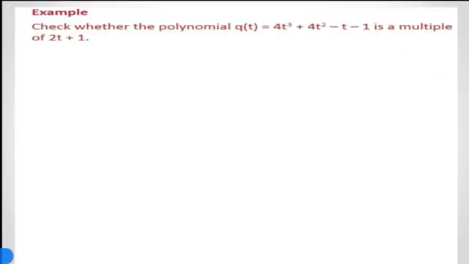So this is the example. Check whether the polynomial q of t equals 4t cube plus 4t square minus t minus 1 is a multiple of 2t plus 1. So children, this question I gave in your home assignment in the previous class. So just verify your answer with this answer. Now we are going to solve this problem by using factor theorem. So here we need to check the given polynomial is a multiple of 2t plus 1.